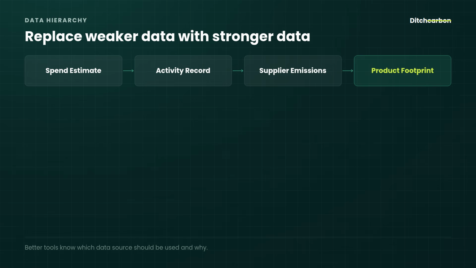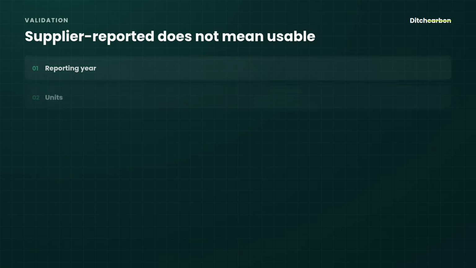You need to know which data source is being used, why it was selected, which reporting year it belongs to, and whether the old estimate should still apply elsewhere. A mature tool needs to manage that hierarchy, otherwise you end up with more data, but not necessarily better data, and that distinction matters. Then there's validation.